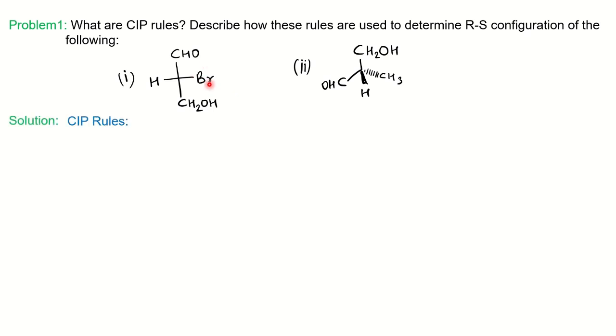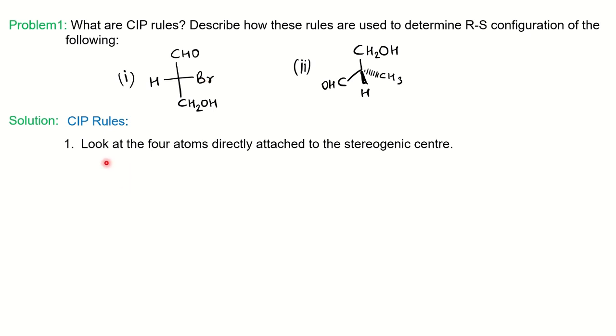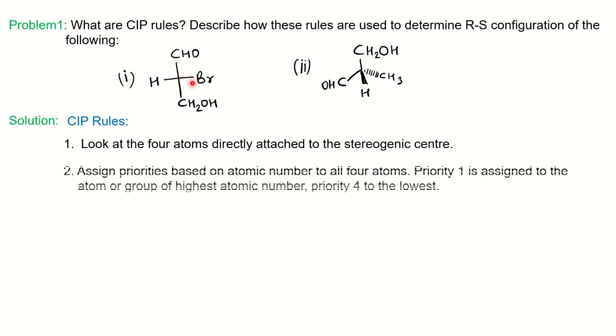So, first we will see what the CIP rules are. CIP, Cahn-Ingold-Prelog rules. Here, look at the four atoms directly attached to the stereogenic center. What is a stereogenic center? A chiral center. A chiral center means, let's say, a carbon which is attached to four different groups. It is considered to be a chiral center or stereogenic center. So we have to look for the four atoms or groups which are attached to this particular stereogenic center.